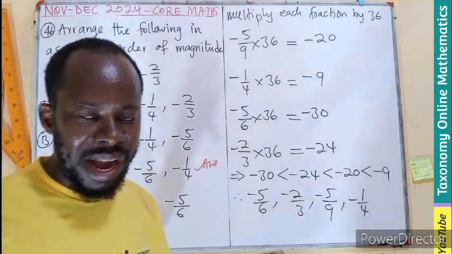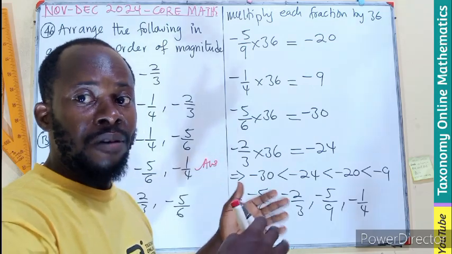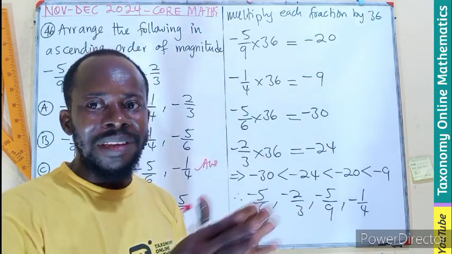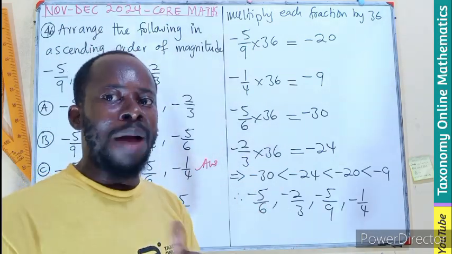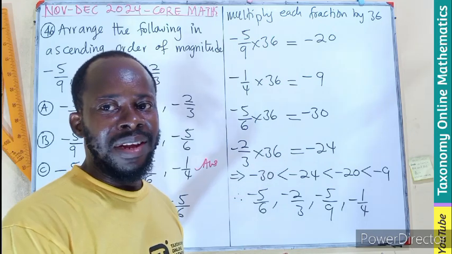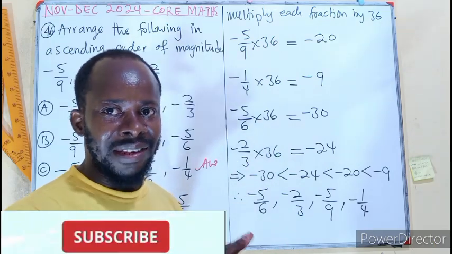This is not the only way we can do it. We can also convert all of them into percentages. Then we compare their percentages, and that will still give us the same solution. I guess this is clear.